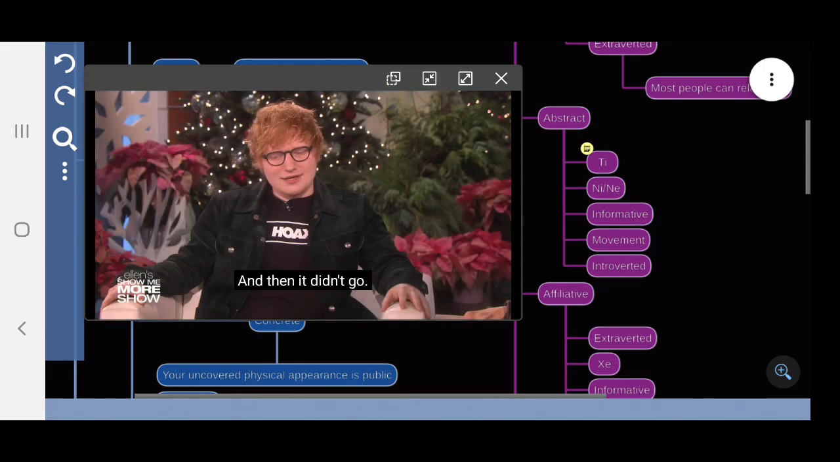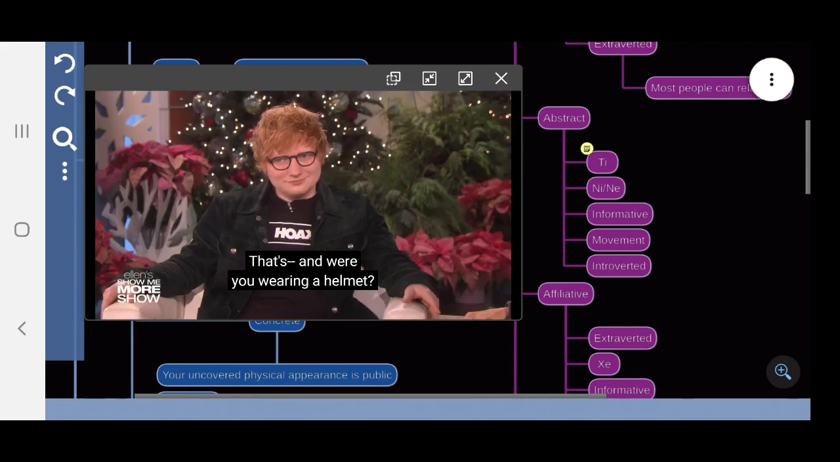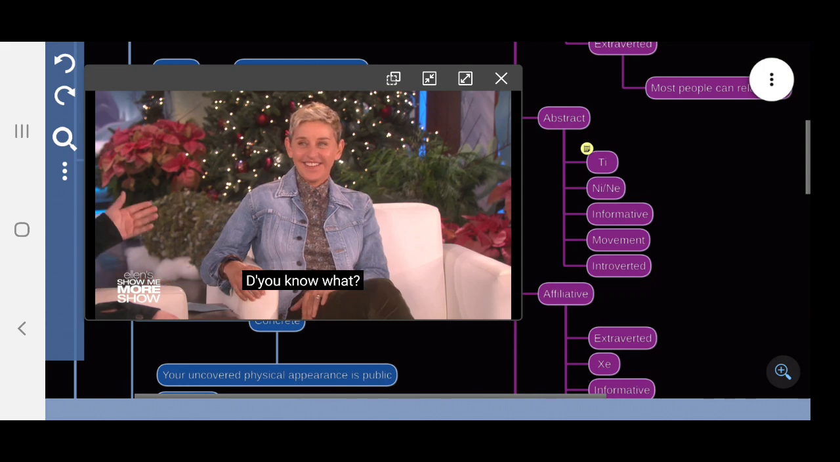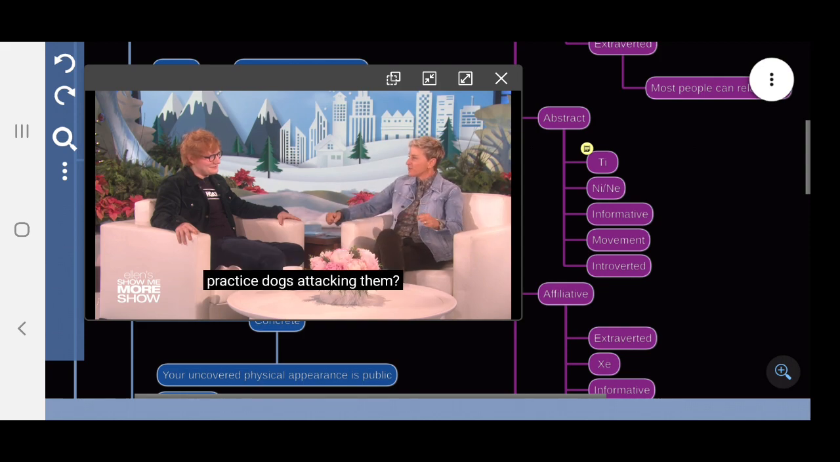The pain would go, and then it didn't go. Yeah. Man, oh man. Well, I'm glad you're okay. Thank you. That's horrible. And were you wearing a helmet? Yes. I will be wearing one from now on. You should wear a bodysuit, like what people wear when they practice dogs attacking them. You should wear that.